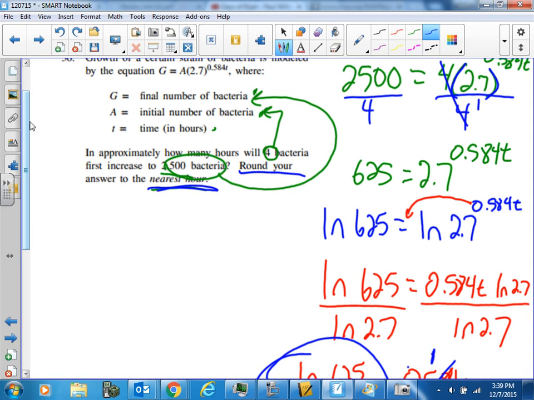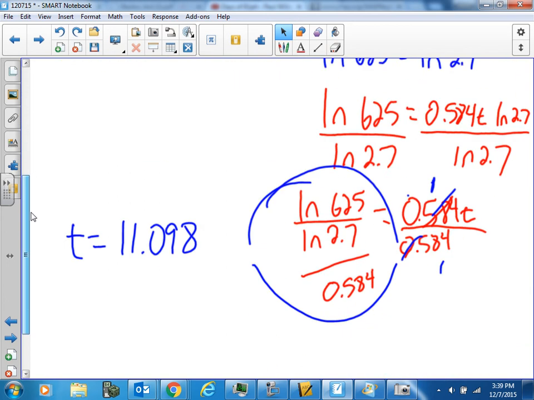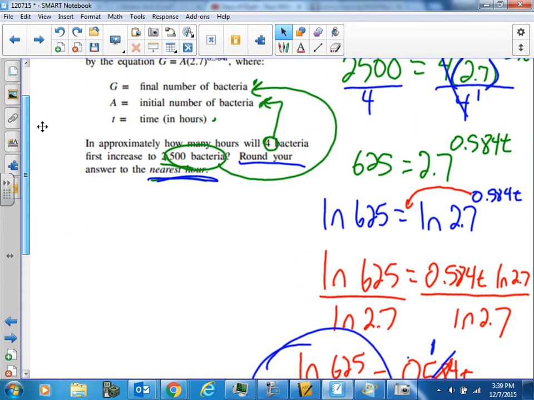Now that might be kind of confusing. What you have to think about in this situation is, at what point did it reach 2,500 bacteria? So the way it's worded is kind of questionable. I would say the way it's worded, you could justify saying 11 hours, because you get 11.098. So to the nearest hour, you could say 11. But you could also consider the fact that since it takes more than 11, then it would really take 12 hours. Because at 11 hours, you're not quite to 2,500 bacteria.